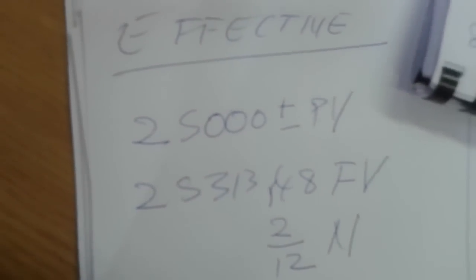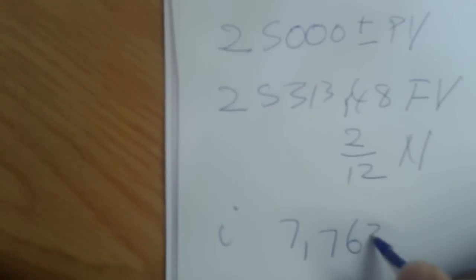That's why I gave you this table first. We are looking for a yearly rate, so you don't multiply by anything. The answer you get there becomes your final answer. So your I is 7.7633. Done. So this is your effective rate.